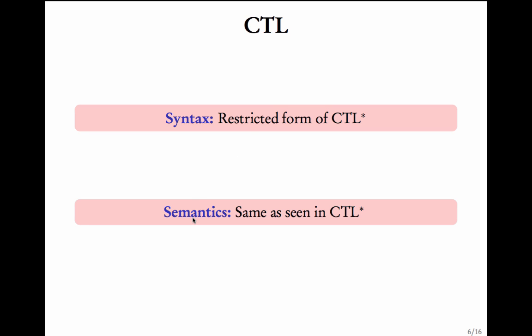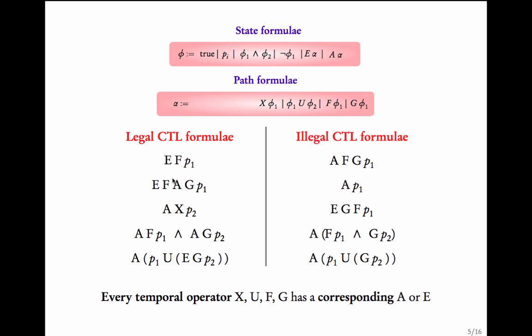The semantics, that is the meaning of CTL formulae, is the same as in the case of CTL star. As you see, every CTL formula is also a CTL star formula. So you look at the semantics of that formula that we discussed in the previous module. So this means that there exists a path where at some point of time P1 is true. Similarly, there exists a path where at some point of time you reach a state whose subtree satisfies P1 in every node. Okay? You can work out the semantics for other formulae similarly.